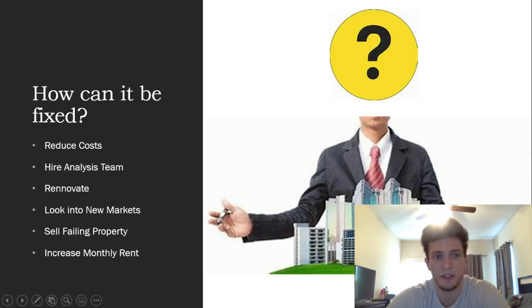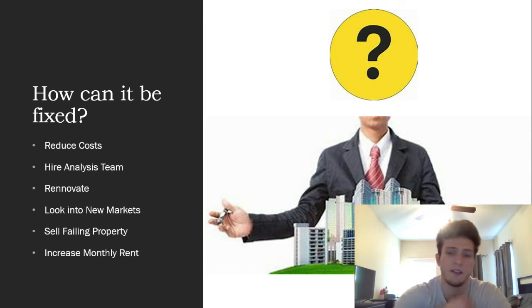So looking into how it can be fixed, one of the most obvious things is to look into reducing costs, just all around the board, whether it's looking into cheaper insurance or trying not to spend as much on renovations and repairs, especially if they're not needed. Looking into pretty much just anything across the board that we can decrease the cost just to bring our profit at the end of the year up.